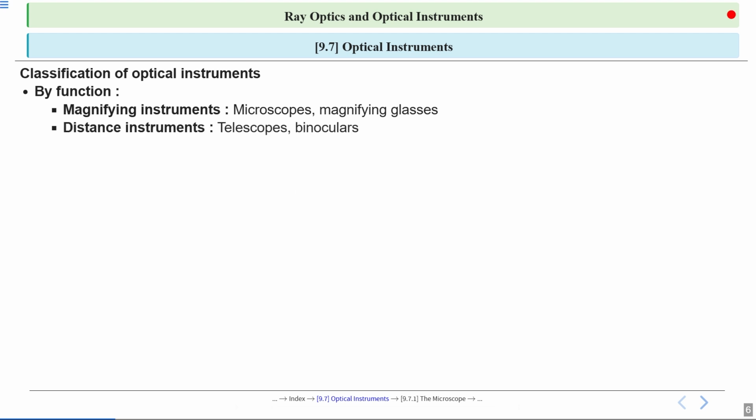Next, we have distance instruments like telescopes and binoculars. These are used to view distant objects, bringing them closer to our eyes. Imagine using a telescope to observe stars and planets far away in the night sky.